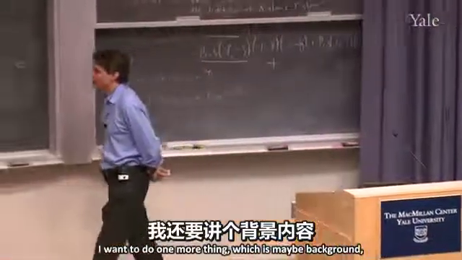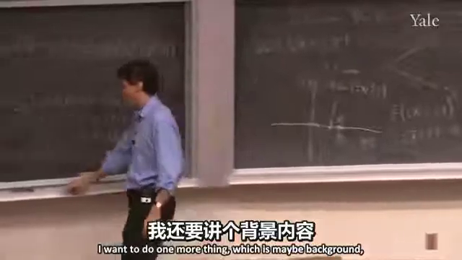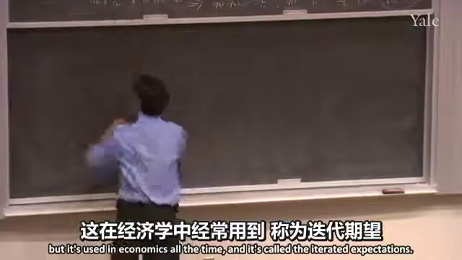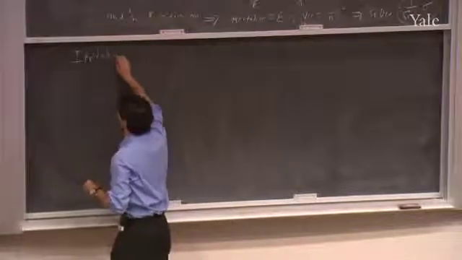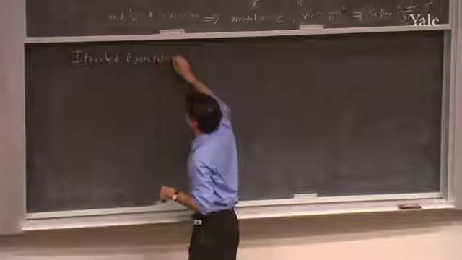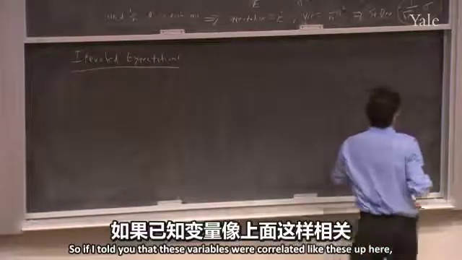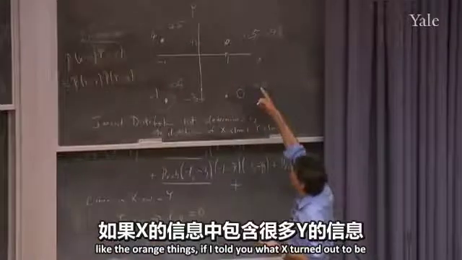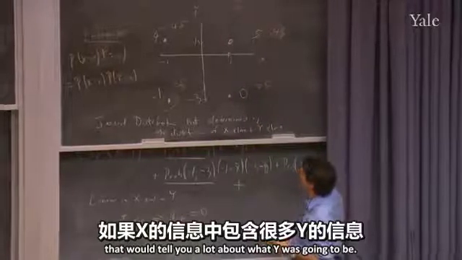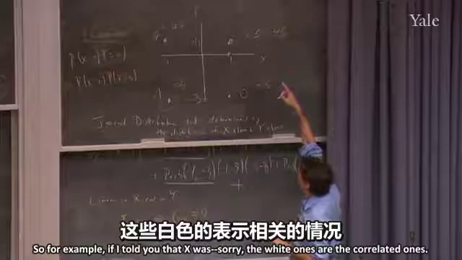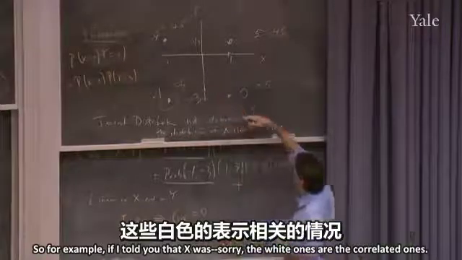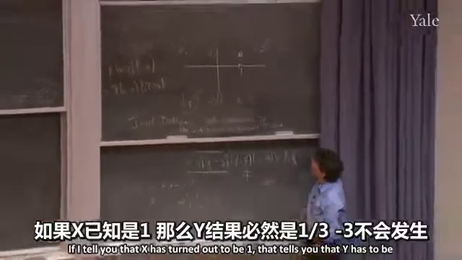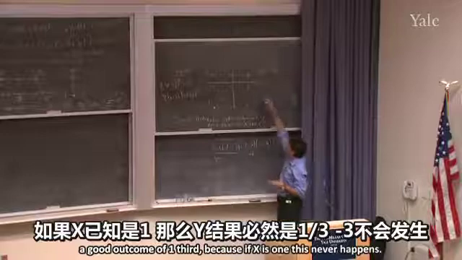Okay, so I want to do one more thing, which is maybe background, but it's used in economics all the time. It's called iterated expectations. If I told you that these variables were correlated, like the white ones up here, if I told you what x turned out to be, that would tell you a lot about what y was going to be. So for example, if I tell you that x has turned out to be 1, that tells you that y has to be a good outcome of a third. Because if x is 1, this never happens.